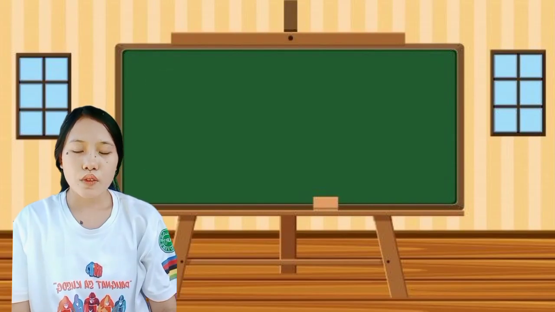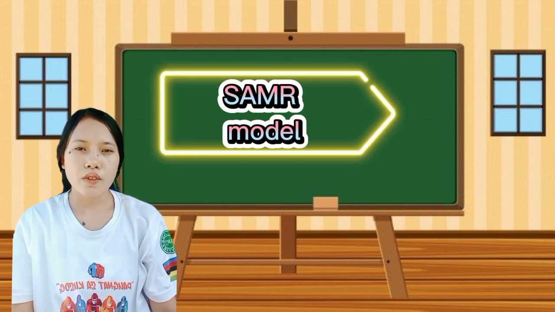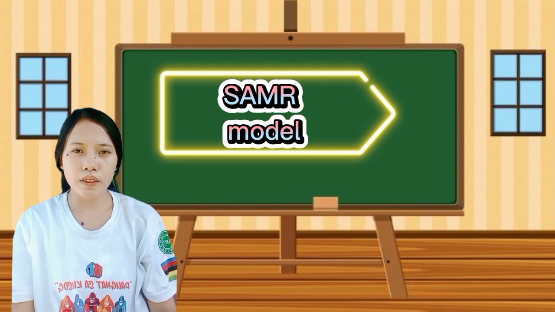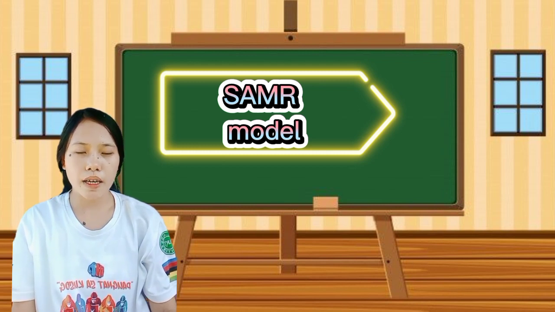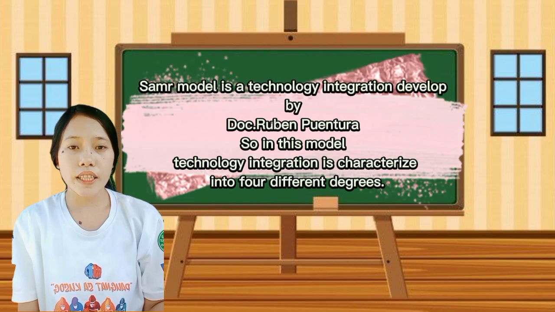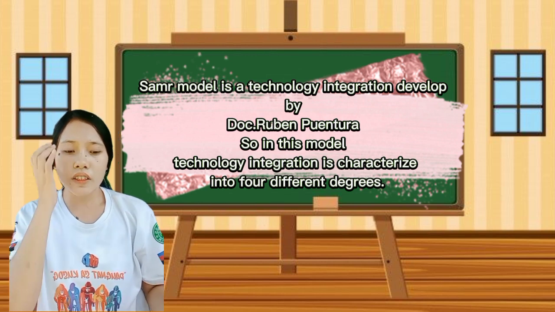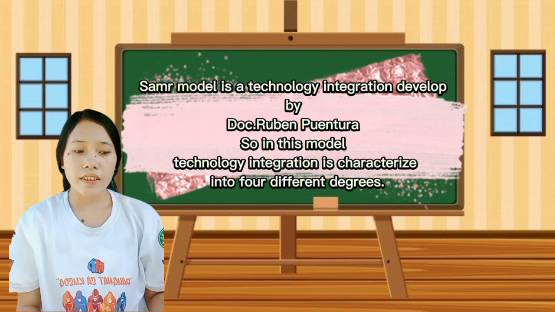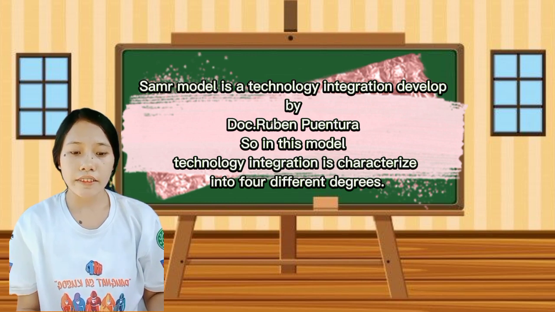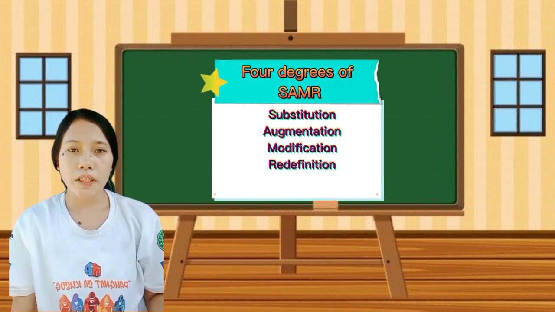Good day, everyone. For today's discussion, we will be tackling the SAMR model. So, what is the SAMR model? The SAMR model is a technology integration model developed by Dr. Ruben Puentedura. In this model, technology integration is characterized into four different degrees: substitution, augmentation, modification, and redefinition.